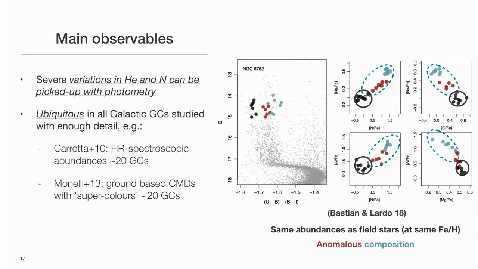So the abundance variations are ubiquitous to all globular clusters, right? That has been studied in enough detail using spectroscopic and photometric surveys with techniques like the ones I'm showing you here. This not only includes globular clusters in the galaxy, but this has also been found in M31 and the LMC, SMC, Sagittarius, Fornax, and WLM. These are basically the nearby galaxies where we can resolve some of these individual stars.